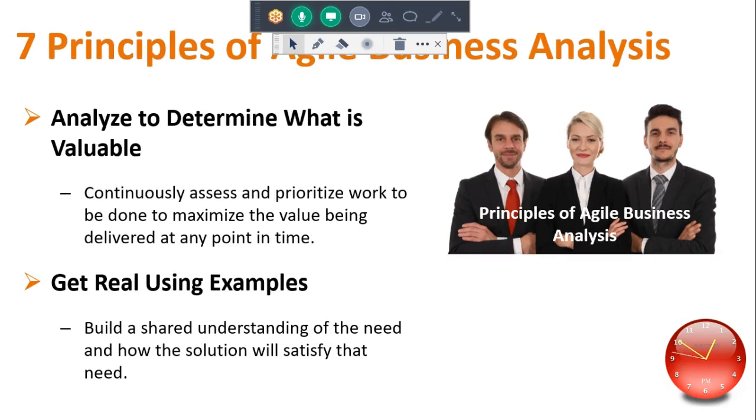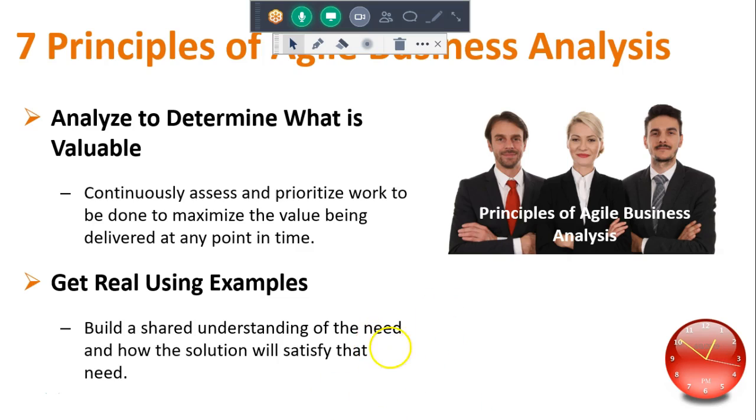Analyze to determine what is valuable. Well, we're talking about delivering value. We're always talking about delivering value, so we need to be looking at things and always asking the question of, is this actually delivering value? Do we need to do this? Is this needed as a part of our process, as a part of our project? So we're always looking at that in terms of a focus of, that's a question.